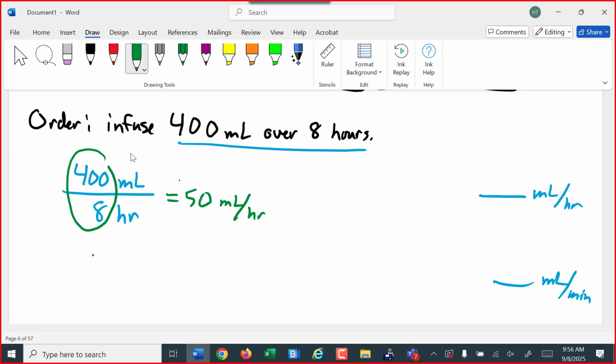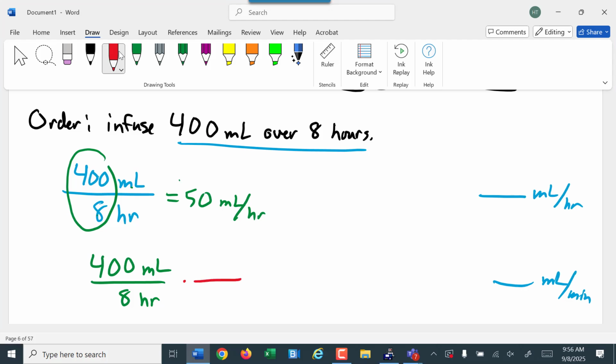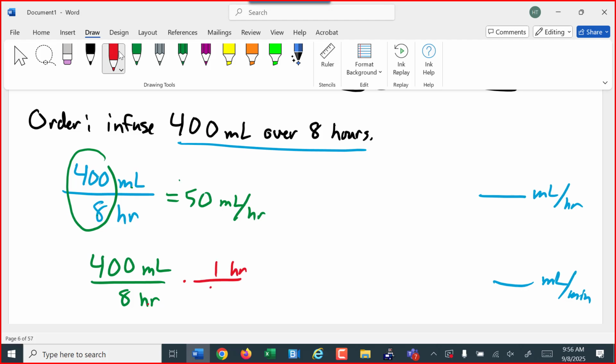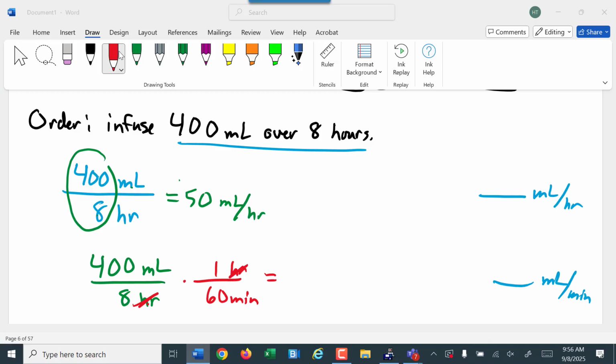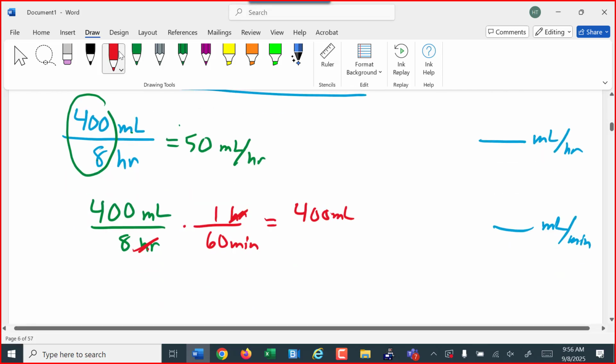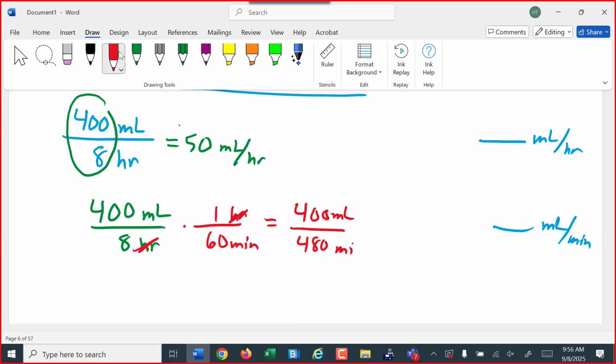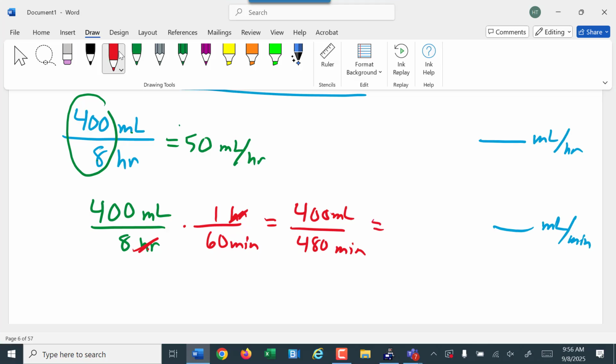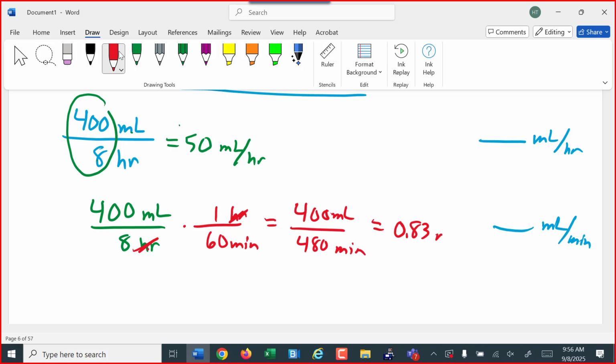Or, if I want milliliters per minute, I have to get rid of the hours since they're on bottom. I'll put them on top. 1 hour is 60 minutes, so the hours cancel out. We have 400 milliliters times 1 is 400 milliliters. 8 times 60 minutes is 480 minutes. If we divide that out, that is about 0.83 milliliters per minute.